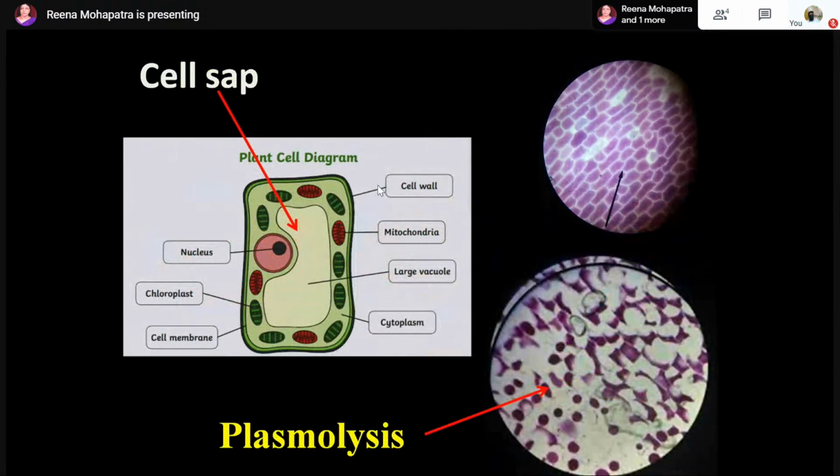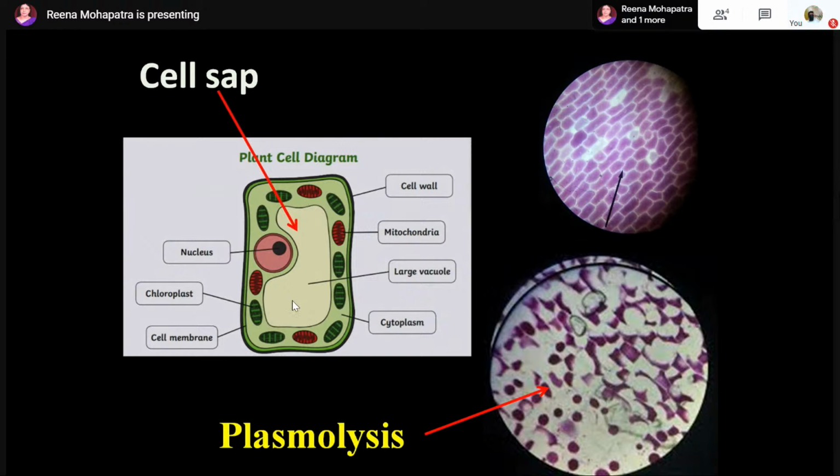Now look here. In the previous slide, we talked about the animal cell and how it behaves in different types of solutions. In this case, this is a plant cell. We see the cell wall is there, so certainly it is a plant cell. A plant cell has certain extra parts. What is that? The cell wall is present. Next to the cell wall, in a normally turgid cell, you find protoplasm, and at the center you find a large vacuole.